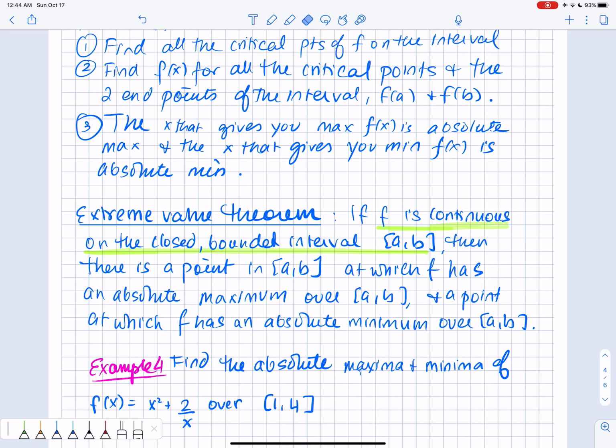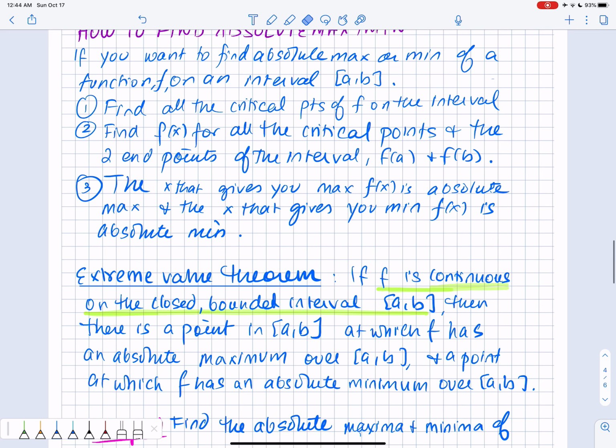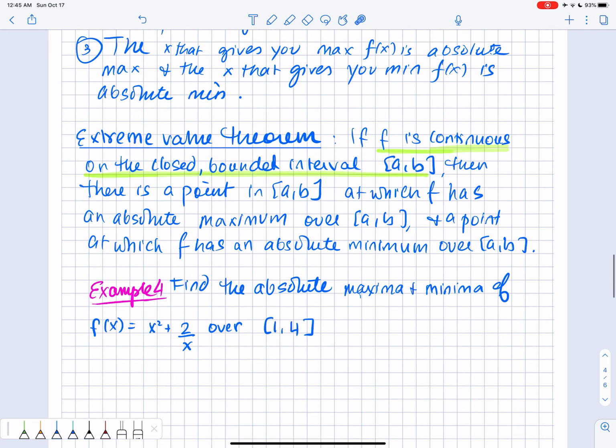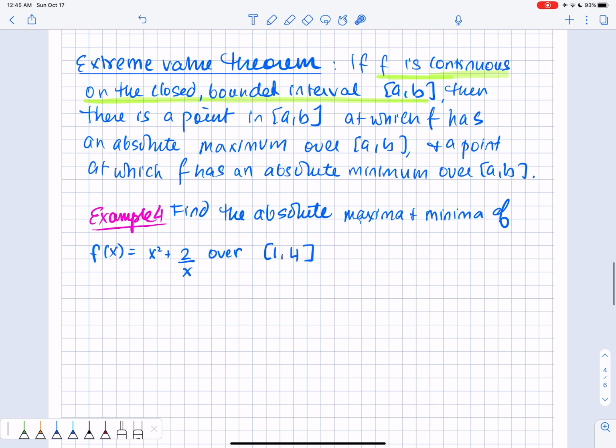Okay? So you find the absolute maxes and mins by first finding the critical points, and you find the function value at all critical points and the endpoints, then compare them. The x that gives you the maximum is the absolute maximum, and the x that gives you the minimum is the absolute minimum. Okay, lastly, just a little mention of the extreme value theorem.